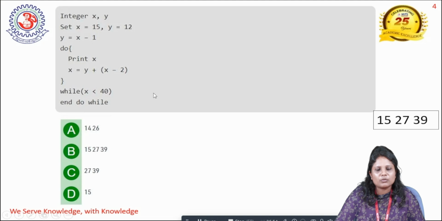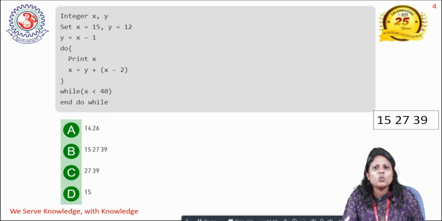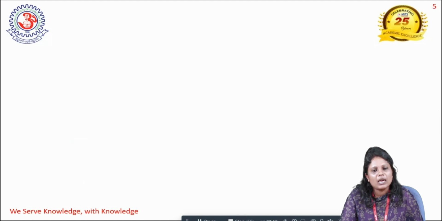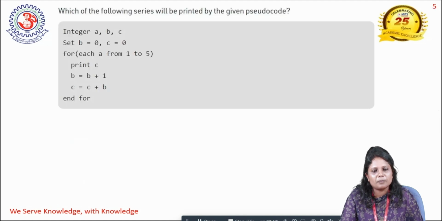Like this you have to trace the output. So for this you should know how this do while loop will be executed. Then only is it possible to trace the output for this case. In the previous case, it was less than. Once you understand how the binary operators work, it will be easy for you to trace the output. And the next one.